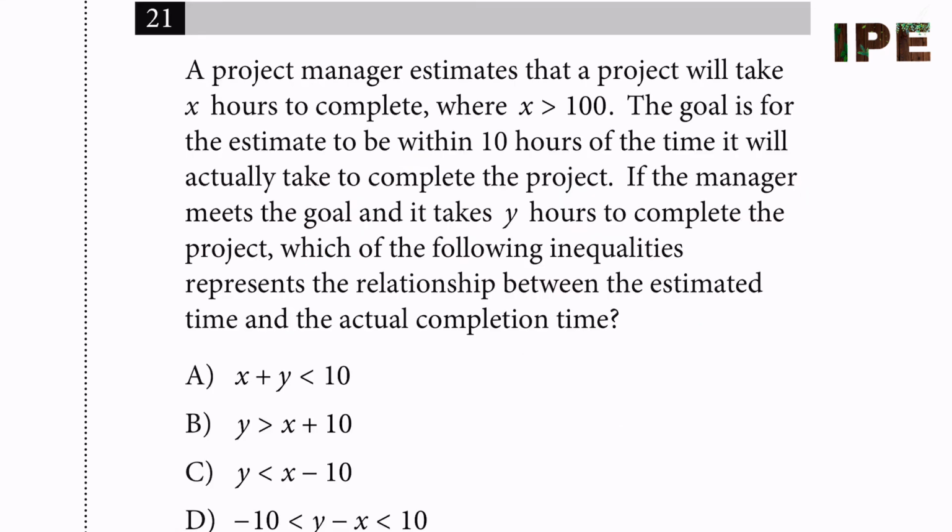A project manager estimates that a project will take x hours to complete it. Where x is greater than 100, the goal is for the estimate to be within 10 hours. If the manager meets the goal and it takes y hours, right? x is what? x hours is the estimate. And then what is y? y is the time actually taken to complete the project.